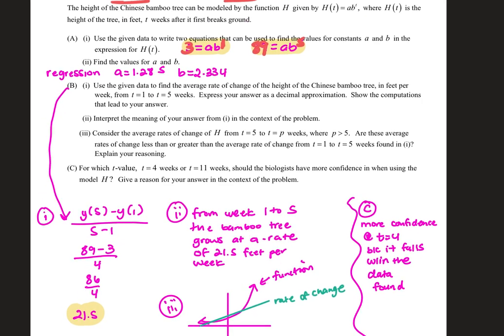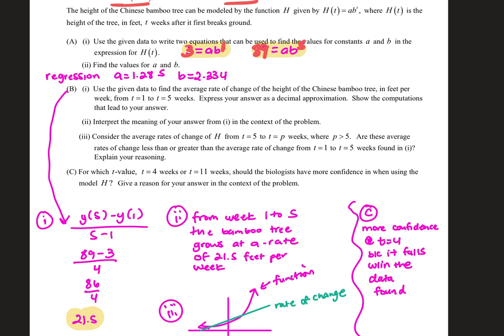And then the second one, B, interpret the meaning of your answer. So you have to describe your rate of change in this context. So your rate of change was 21.5. That means it's an increasing rate of change. So it's bamboo and weeks. So from week 1 to 5, the height of the bamboo tree increases at a rate of 21.5 feet per week. You got to include all the units.